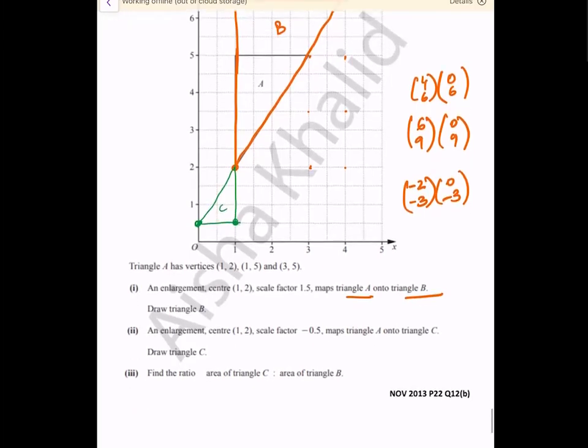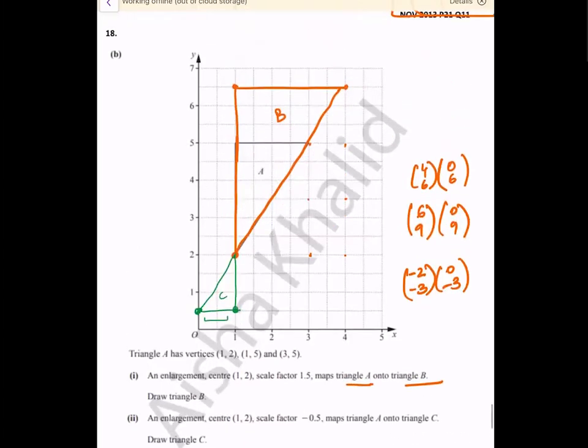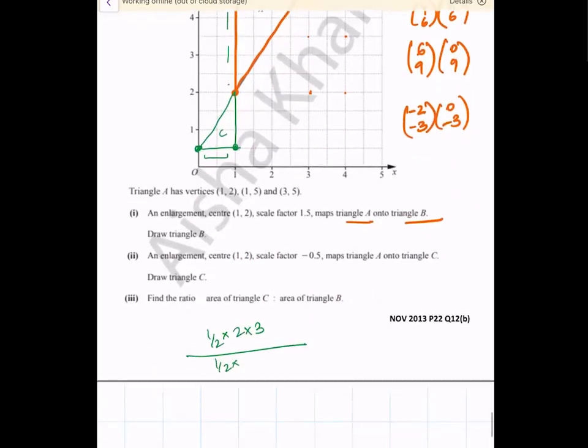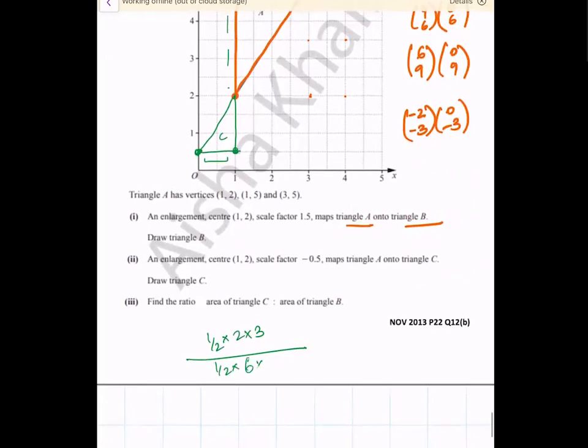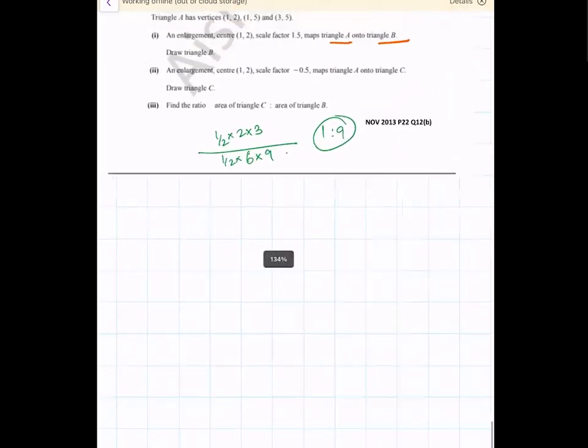Area of triangle C to B. So the area of C is half into base 2 into 3 as height. Half into 2 into 3 is 3. Area of B is half into 6 into 9. Divided by 0.5 into 6 into 9 gives you 1:9 as the ratio. All right, let's study matrix transformation now.